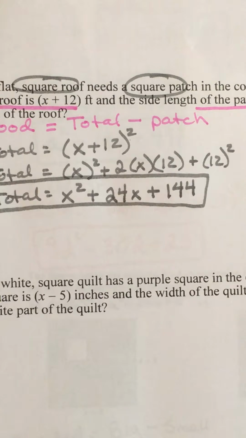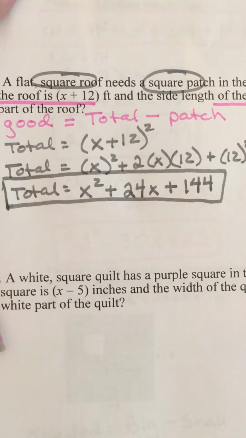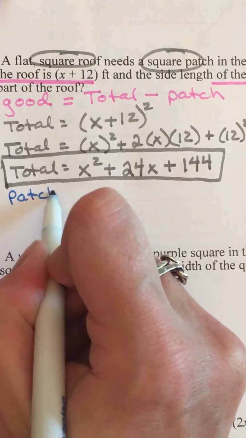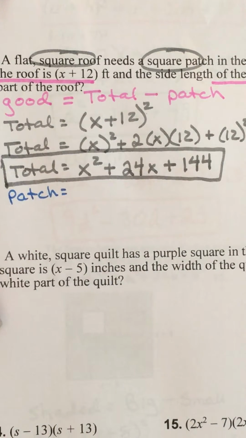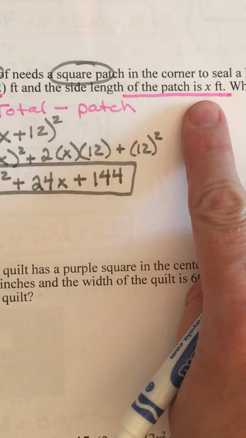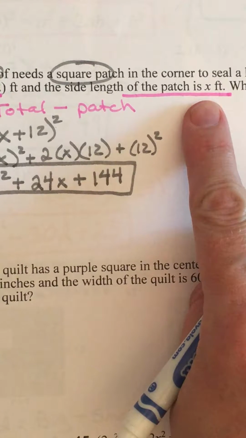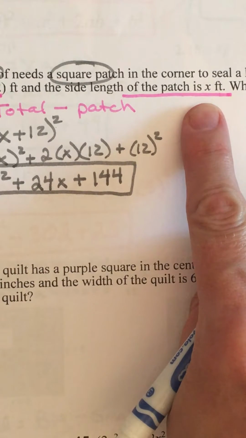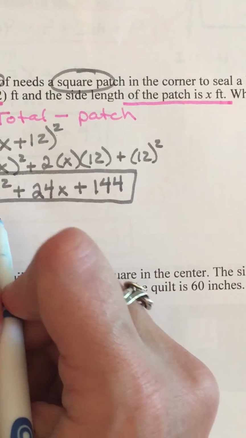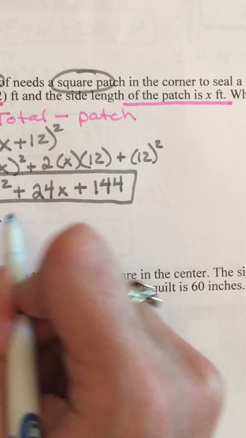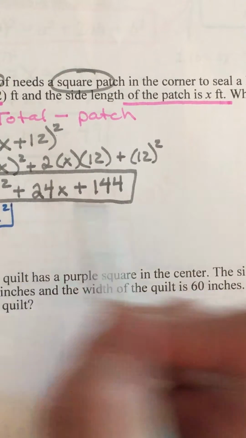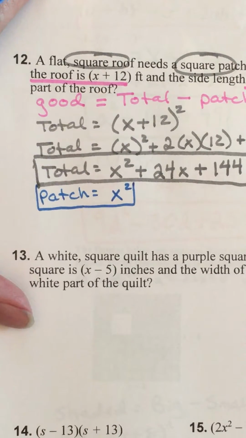Let's go find out about this patch. So what did we underline about the side length for the patch? Oh yeah, it just is X. And we know that that patch is also a square. So the area of the square will be X squared. I love simple problems. They make me happy.